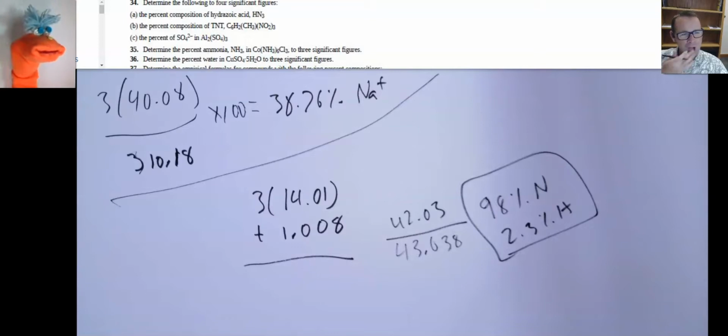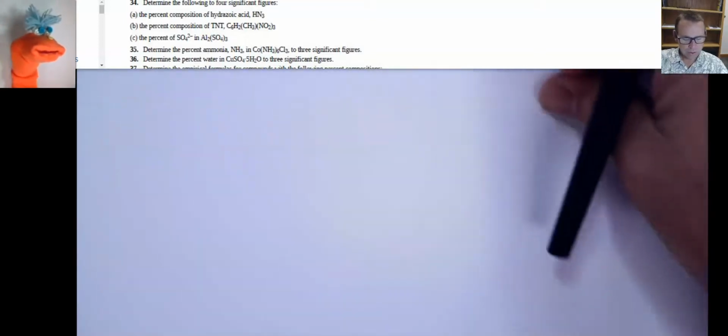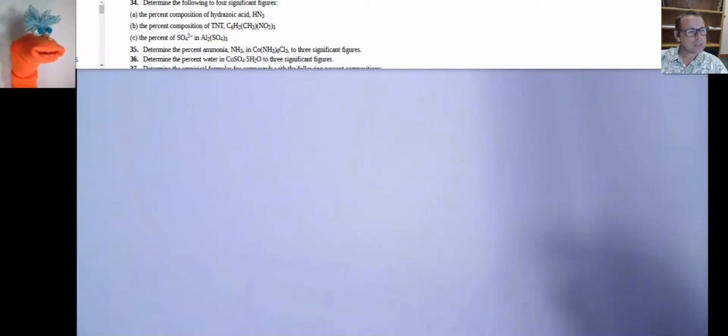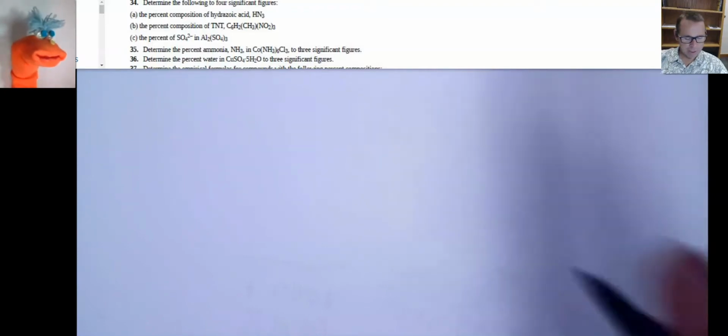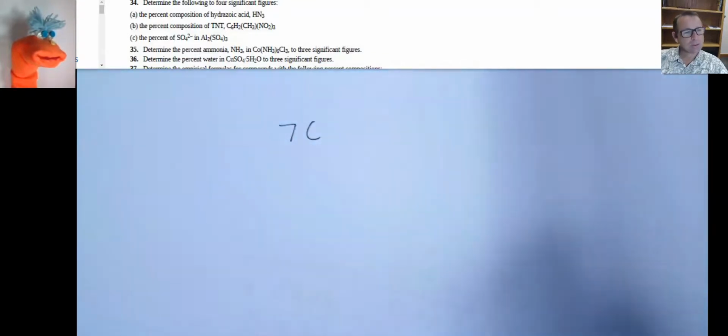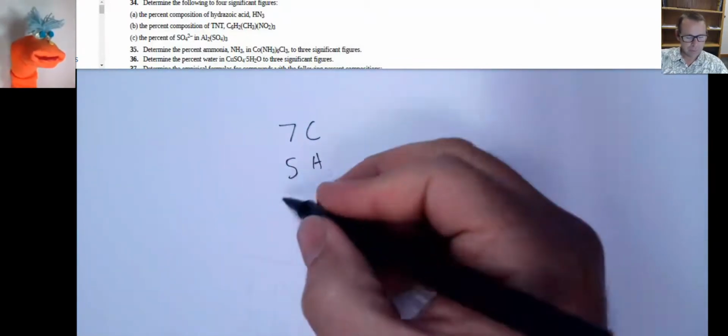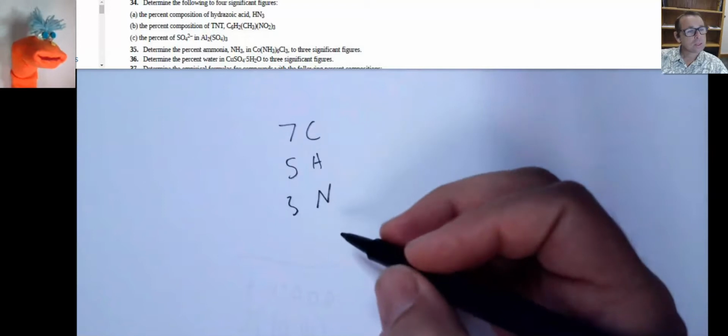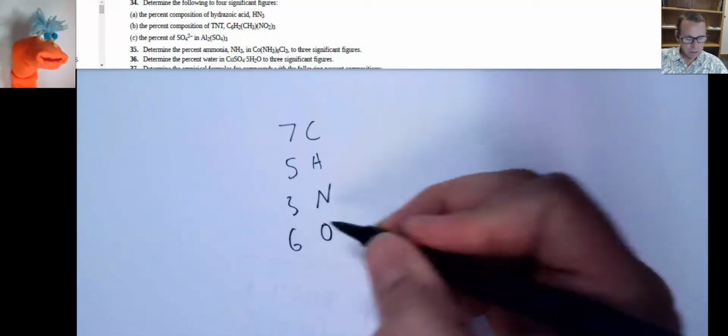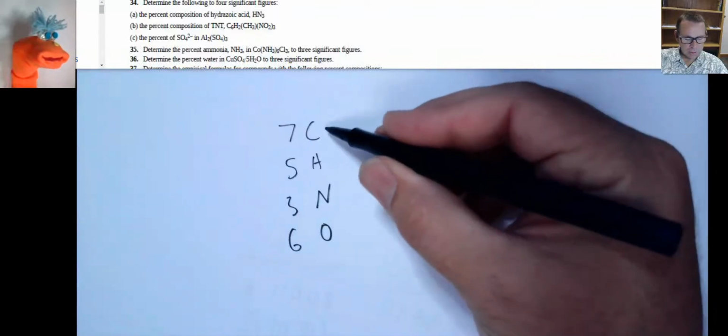TNT, trinitrotoluene. All right. So C6H2CH3(NO2)3. So looking at that, how many carbons have we got altogether? 7? I think that's right. So we got 7 carbons. What else do we have? We got 5 hydrogens. 5, is that it? I think so. Yeah, I think you're right. 5 hydrogens. How many nitrogens? 3, 3 nitrogens. How about oxygens? 6. Is that right? 3 times 2? Yes, 6 oxygen.